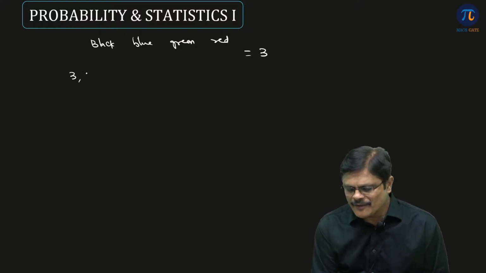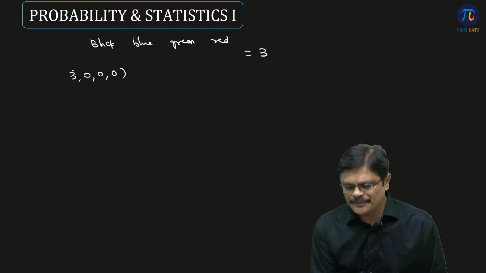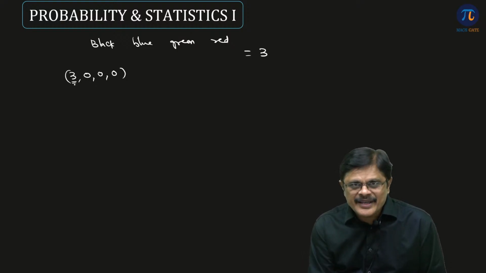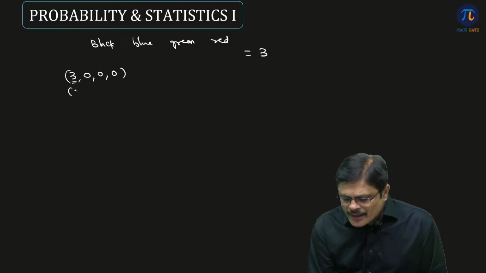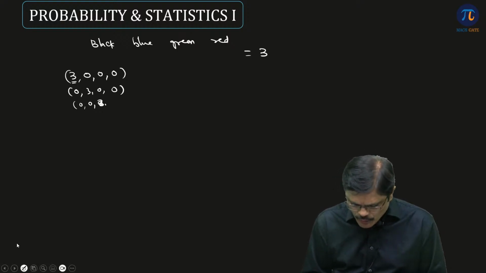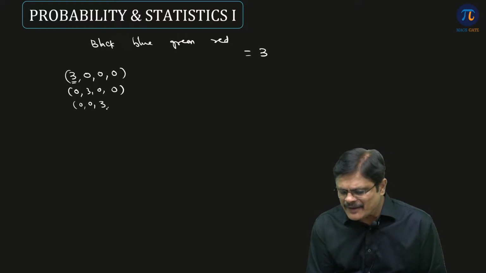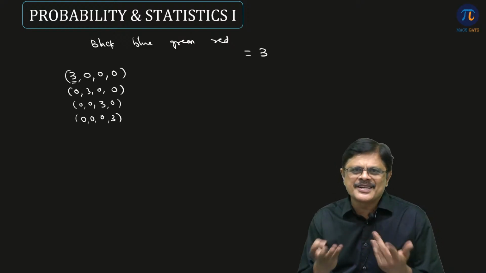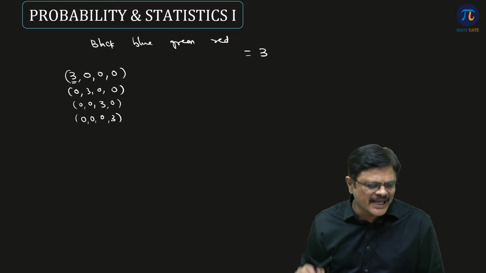You may select 3 of this one, 0, 0, 0. Am I clear? Or this may be 3, or here you may have 3. All 3 of the same type is one possibility. Suppose you do not know the combination formula, you can still solve it. Generally in GATE, whenever such questions are asked, they ask at a very basic level where you can do it by listing, or by understanding the idea.